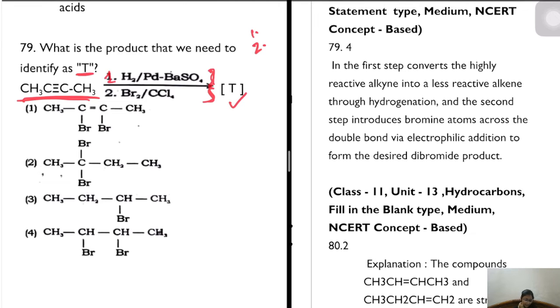What happens in case of H2 and Pd/BaSO4, poisoned BaSO4? It will convert the alkyne into an alkene through hydrogenation. The hydrogen will be added across the alkyne. It will become a double bond.